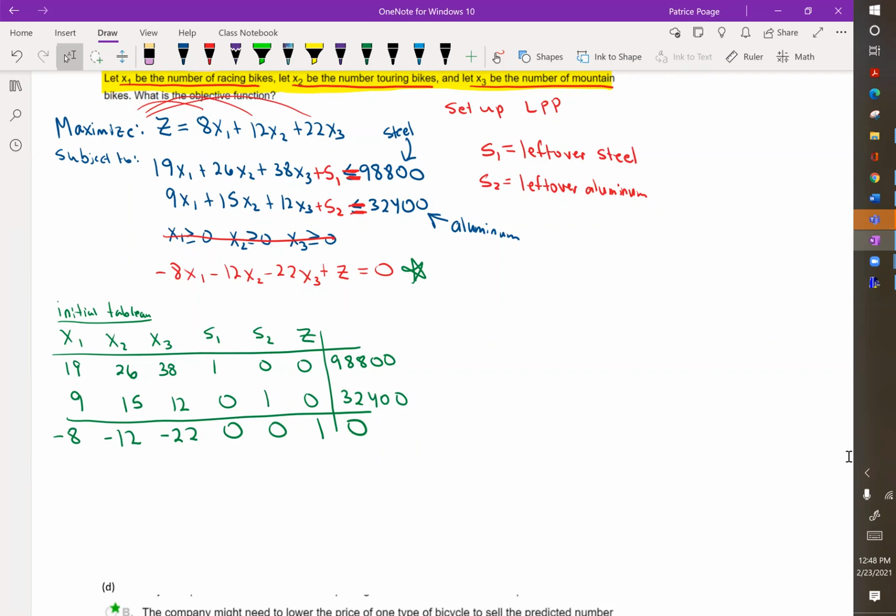All right, so we have our initial tableau. Are we finished? No, we have negatives in the very bottom row. So we pick the most negative number, which is that one. So that's our pivot column. Both of the numbers above it are positive, so I'm going to divide them over here. So I have 98,800 divided by 38 gives me 2,600. And 32,400 divided by 12 gives me 2,700. I want to go with the smaller quotient. And so this is my pivot element. Okay.